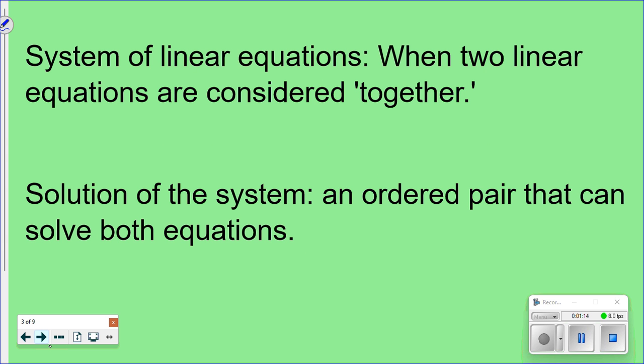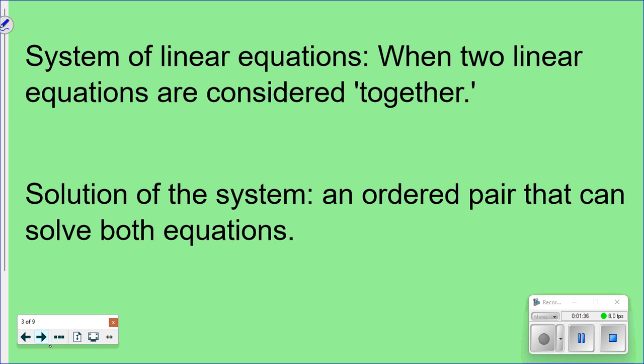Two definitions I have for you: a system of linear equations, and it's when two linear equations are considered together. So in all of our problems today, we're going to have two equations. And a solution for the system is an ordered pair that can solve both equations. And I'll explain what that means in a second.